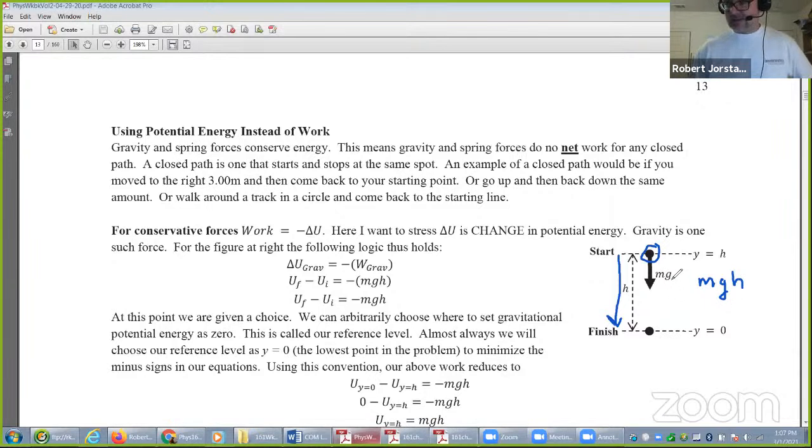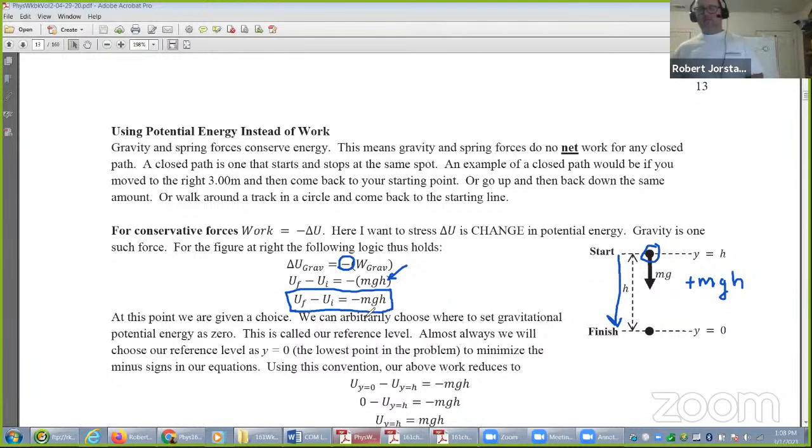Now let's think about this. The object is going downwards. Gravity should try and speed it up. It makes sense that the work done as I go downwards by gravity should be positive. That's why the term inside is positive. The minus sign comes from the definition. Notice the change in potential energy as you go downwards should be negative mgh.